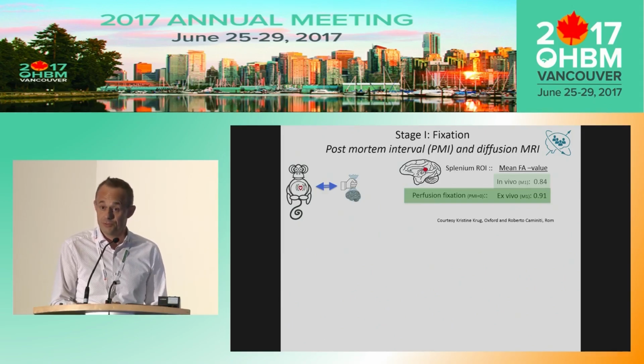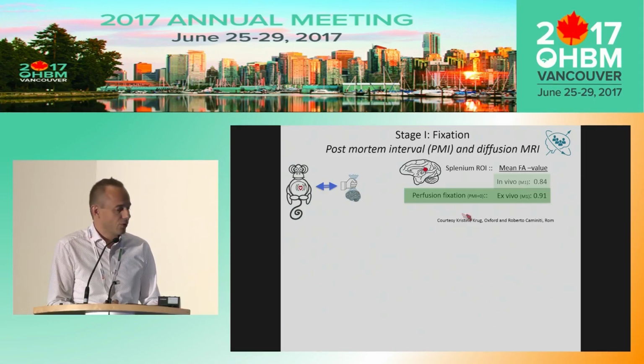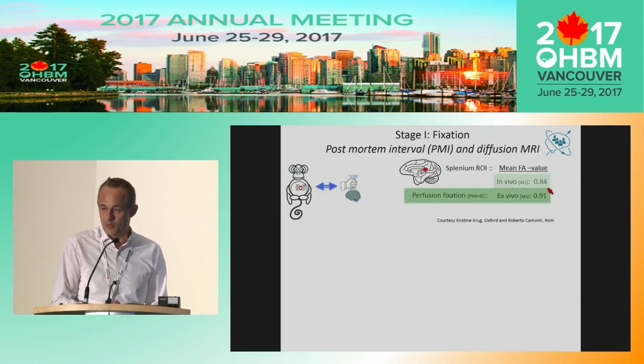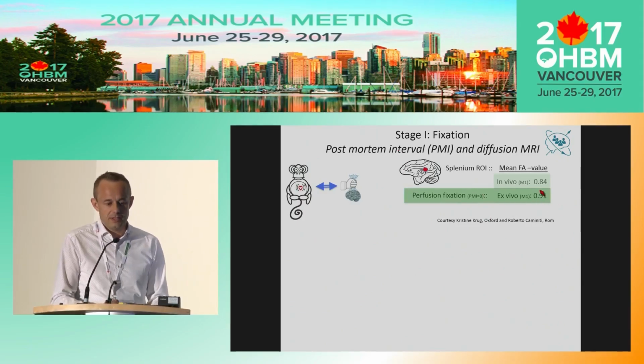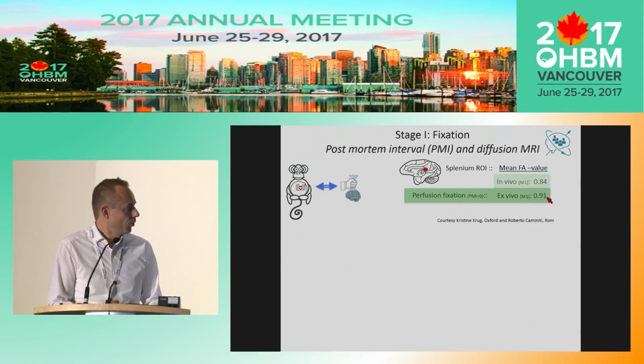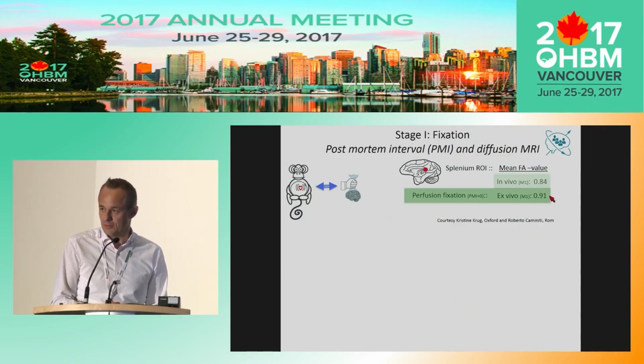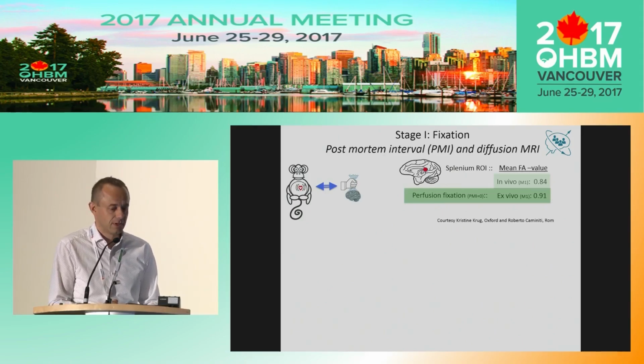Can we actually detect that with diffusion MRI? And this is a small example. I just drew a ROI in the splenium here. This is in vivo in a monkey, and we get a mean FA of about 0.84. Now we took the brain and perfusion fixated it. That means our post-mortem interval is about 0. And I draw the same ROI. And now the FA value is 0.91, so it has increased. But the increase could be explained by the image resolution in the fixed tissue or the post-mortem scan being much higher, so we do not really have partial volume effects.